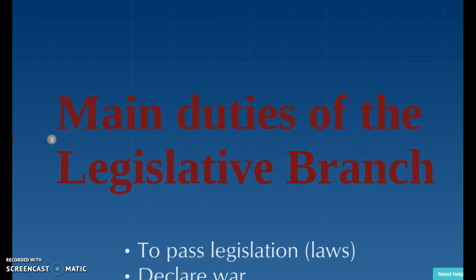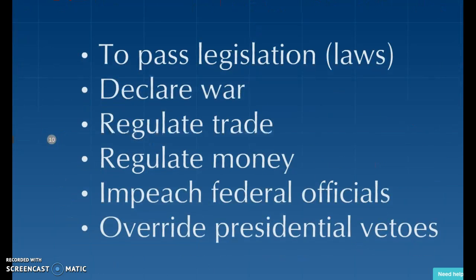Now, the main duties of the legislative branch are to pass legislation and laws. They can also declare war. They can regulate trade and regulate money. They can impeach federal officials, such as the president. And they can even override presidential vetoes, which is kind of a big deal. And this is something that we'll come back to later.